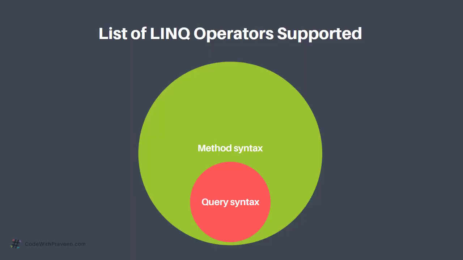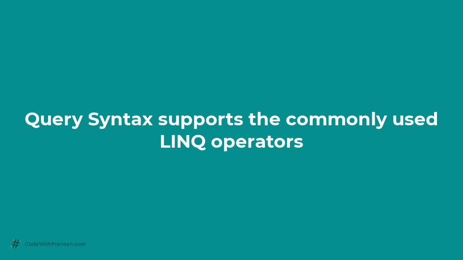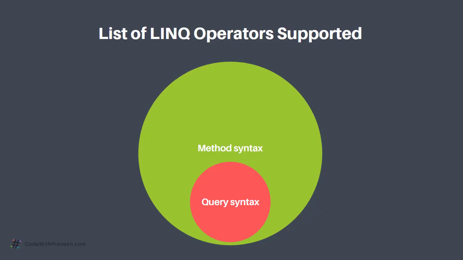This picture summarizes the key point which I want to make with respect to the list of operators supported. As you can see here, the query syntax supports only a subset of operations which the method syntax supports. It also clearly shows that the method syntax is a superset. It supports all the operators available. The explanation given by Microsoft is that the query syntax supports some of the common operations which are used by most of the developers. So whichever operations are used predominantly by developers are supported by the query syntax, whereas the other operators available for LINQ are supported by the method syntax.